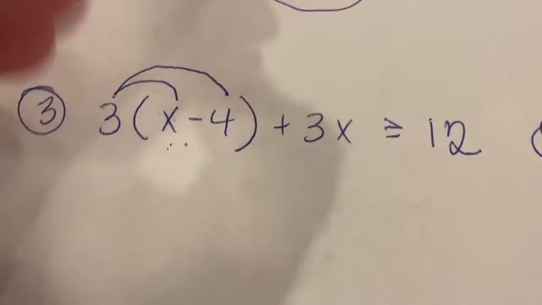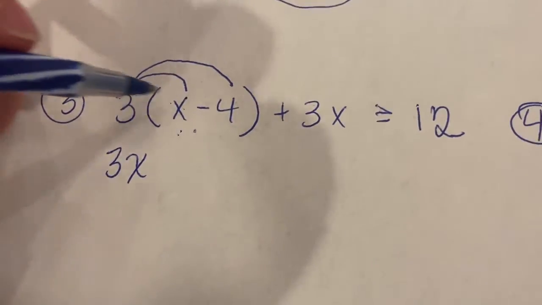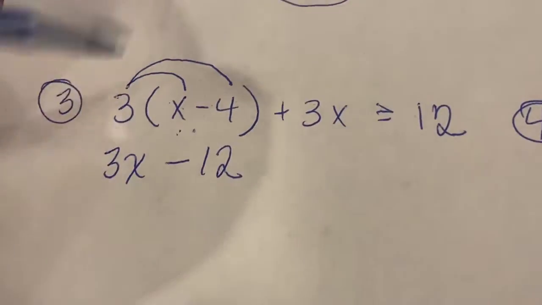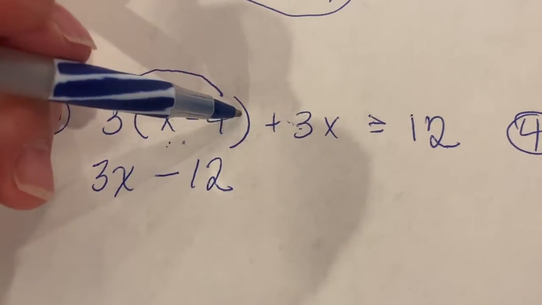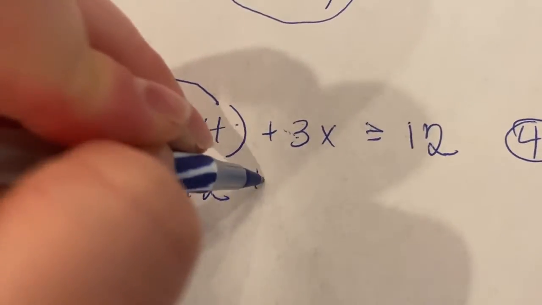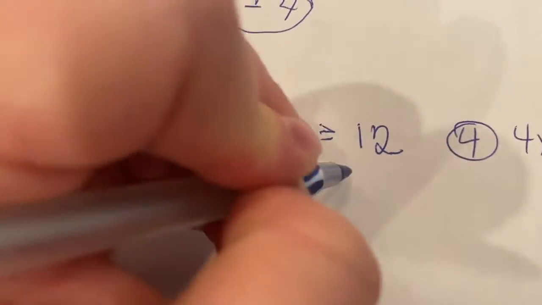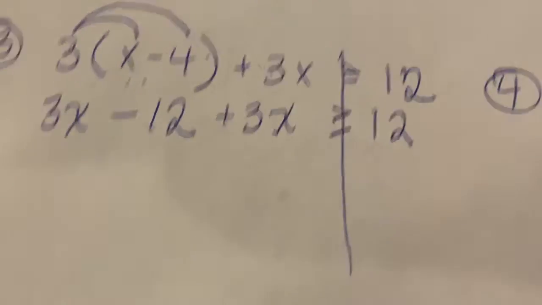So 3 times x gives me a product of 3x. 3 times negative 4 gives me a product of negative 12. 3 does not get multiplied to this 3x because this is not in the parentheses. So this plus 3x is just coming down. My symbol's coming down, and my 12 is coming down. Again, we're going to keep that lined up.